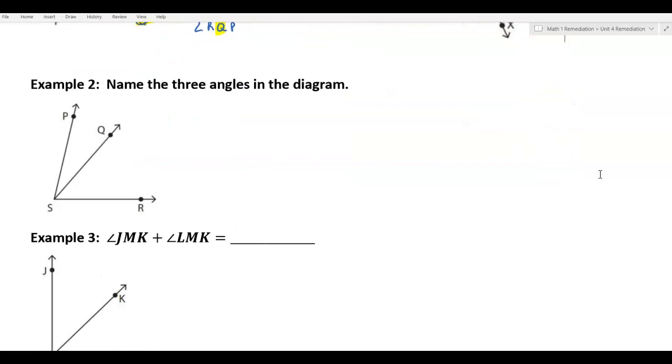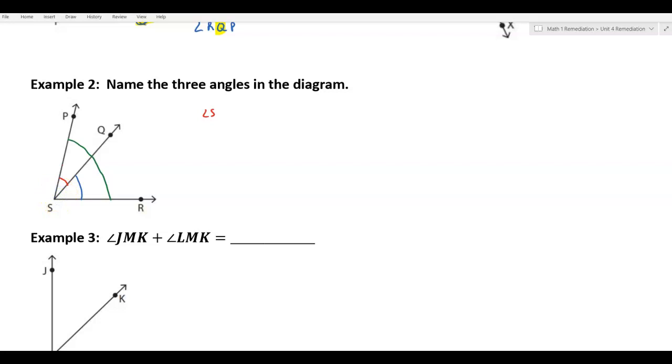Now in this diagram, if you look, there are 3 angles. Here's one angle, here's 2 angles, then here's 3 angles. So if I were to name the red angle, I cannot use the vertex, for the simple reason: if I just say angle S, are you talking about that angle, or the whole angle? Therefore, you cannot use the vertex to name any of these angles.